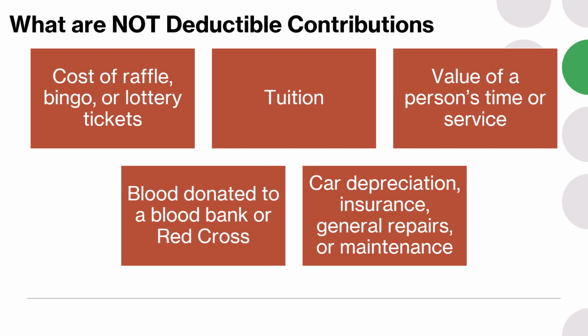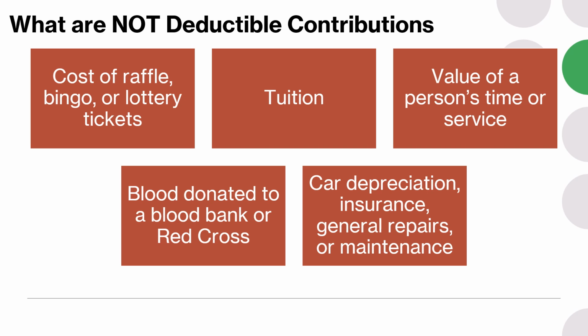And then we need to talk about certain kinds of contributions that are not deductible. So these are things that even if they are given to a qualifying organization, they still cannot be deducted. So the cost of raffle, bingo, or lottery tickets, tuition, which comes into play where taxpayers are sending their children to a private school, and they're making donations to this school. It's a nonprofit. If it's for tuition, that's not deductible.